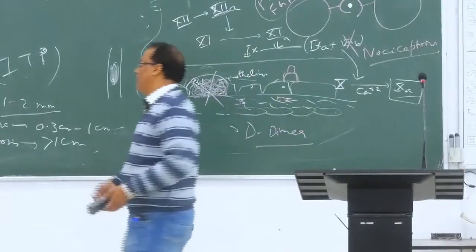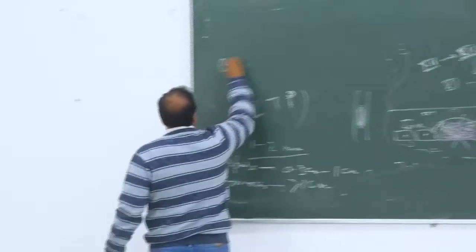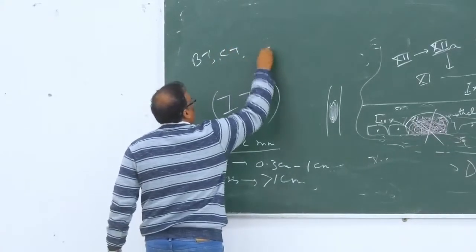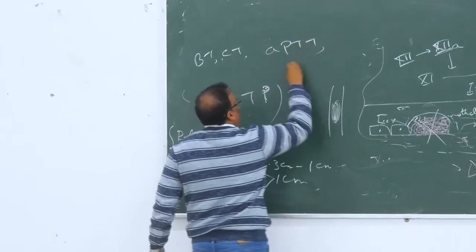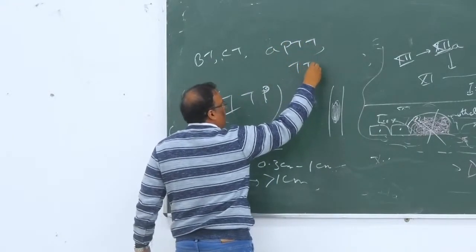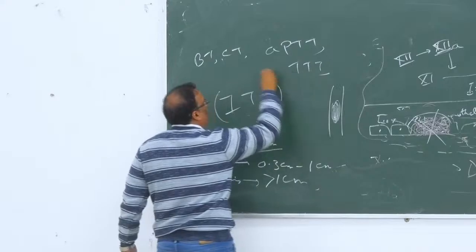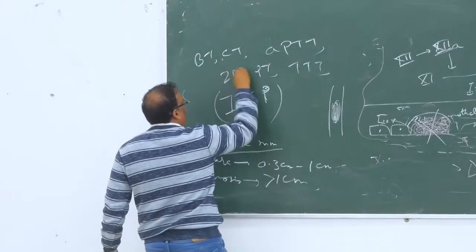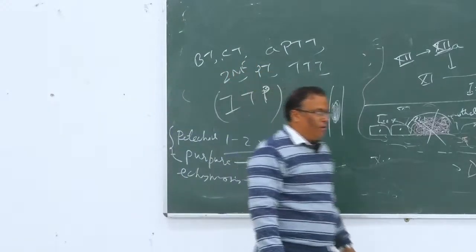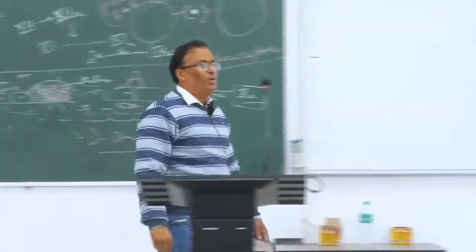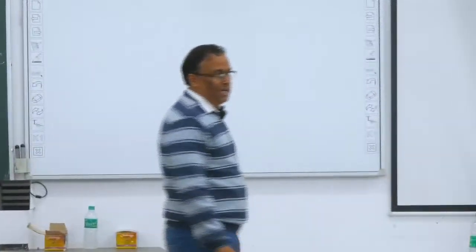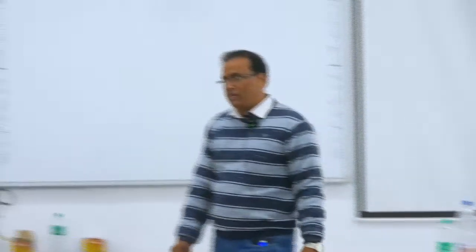So for testing, we can do BT, we can do CT, we can do APTT. I told you these the other day. Also TT, thrombin time, and then also the PT, and then also INR. So liver disease as well, when you are thinking of a coagulation cascade problem or bleeding problems, etc.